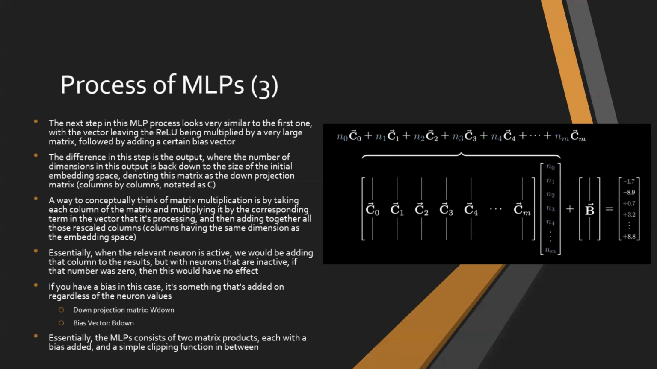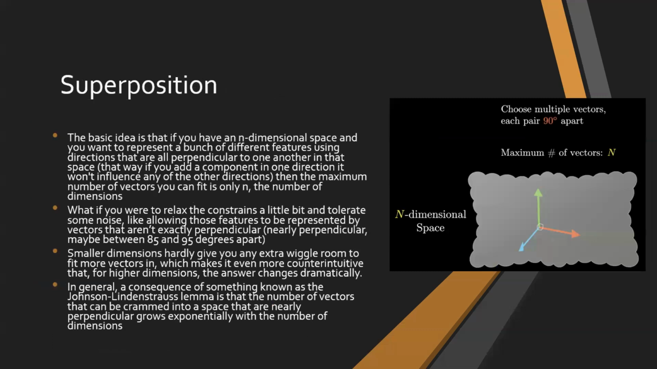An important thing to note is that the down projection matrix is known as W down, which is referred to with a down arrow, and the bias vector is B down, also known as a B with an arrow pointing down. So essentially, the MLPs consist of two matrix products, each with a bias added and a simple clipping function in between. One thing to discuss before we end this video is superposition.